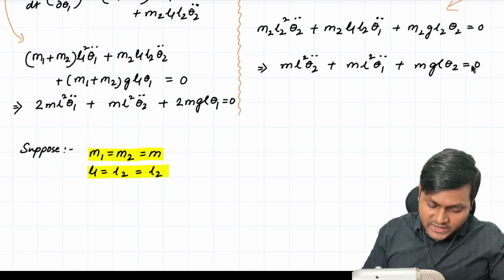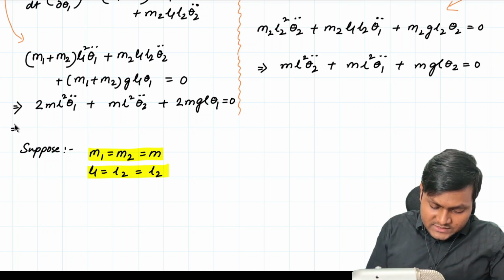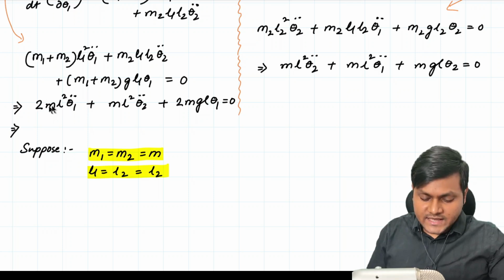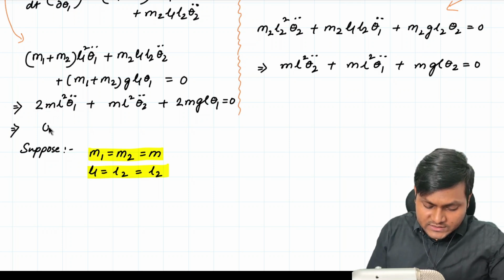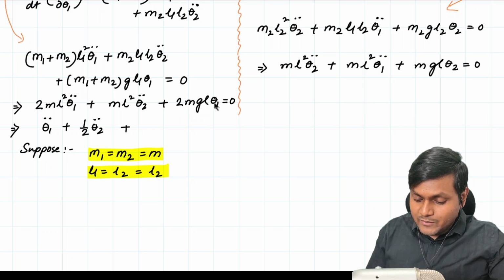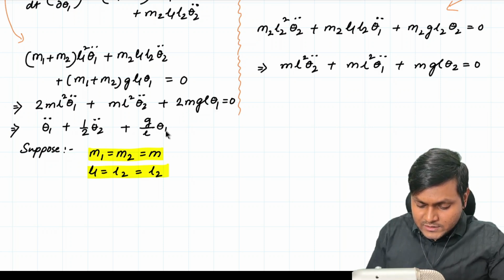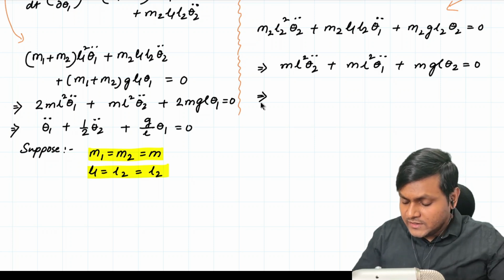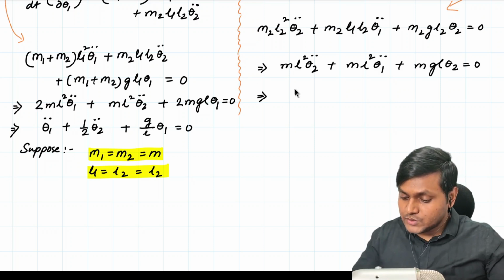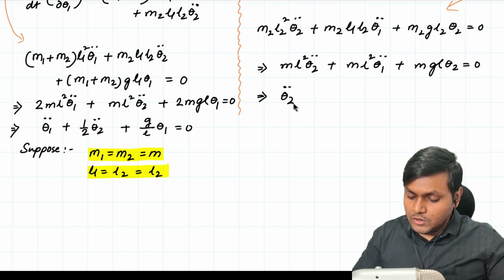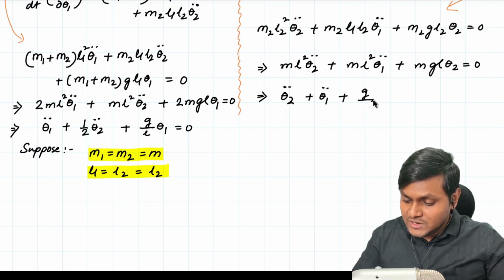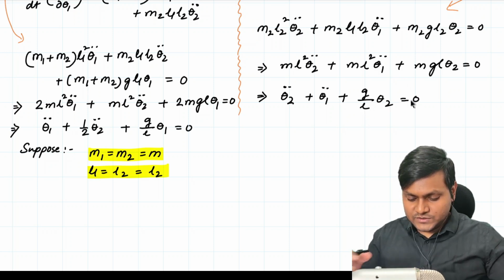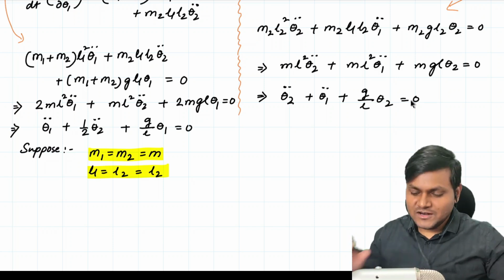And I can further simplify them. If I divide this entire equation by 2m L square, this is going to become theta 1 double dot plus half theta 2 double dot plus g upon L theta 1 is equal to 0. And here, if I divide this entire equation by m L square, this is going to become theta 2 double dot plus theta 1 double dot plus g upon L theta 2 is equal to 0. See, now you end up getting much simpler looking equations.